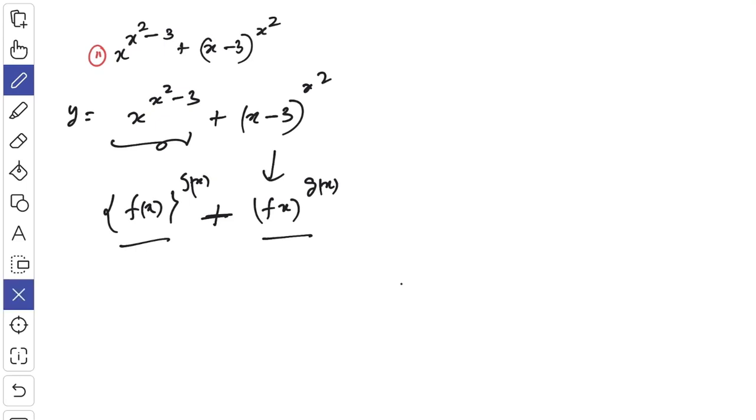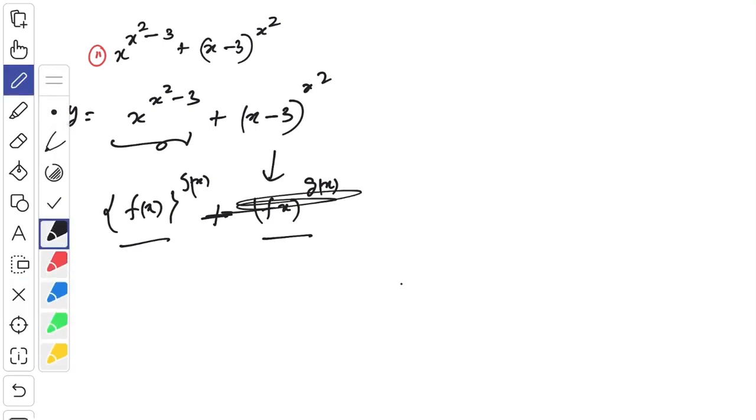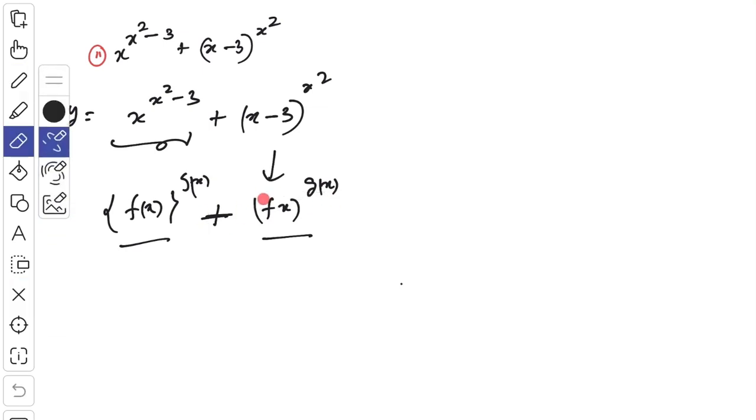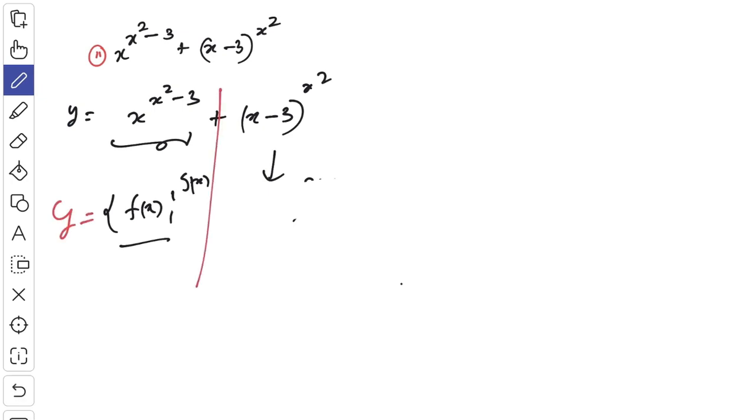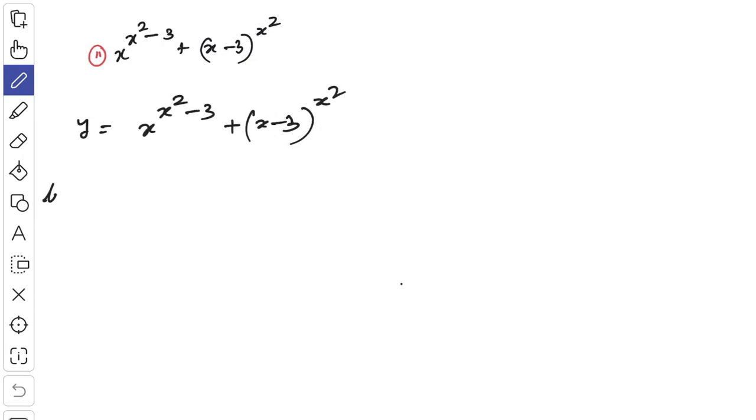Okay, so suppose you have only one part, only this part. If you have y equal to this one only, then you can proceed by taking log. In that case only. If you have the sum of these two parts, then you cannot take log on both sides.